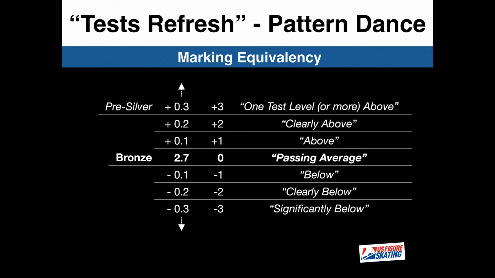A tenth up, +1, above. 2/10 up, +2, clearly above. 3/10 up or more, +3, one test level or more above. A tenth under, -1, below. 2/10 under, -2, clearly below. 3/10 under or more, -3, significantly below.